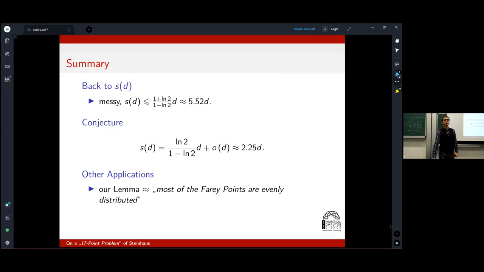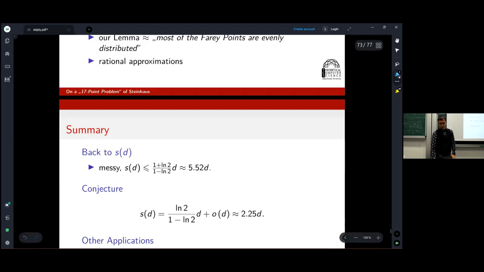And it seems that this lemma that we prove and that we use for those gaps, that we show that those Farey points, as they are called, are evenly distributed except some exceptional points, which are not many and quite well understood. It seems that maybe this lemma might be interesting for some other applications. There are problems in rational approximations. So Farey points are used for approximating some real numbers. And maybe we should investigate whether this result that we have can be used in these areas to maybe shed some new light on those problems.